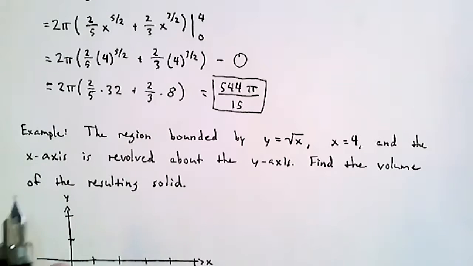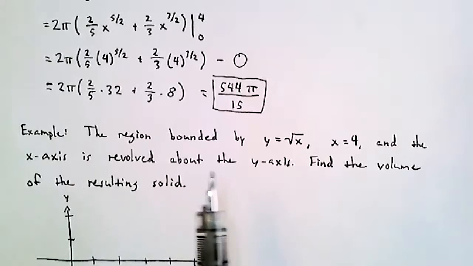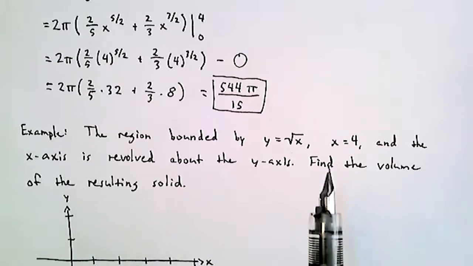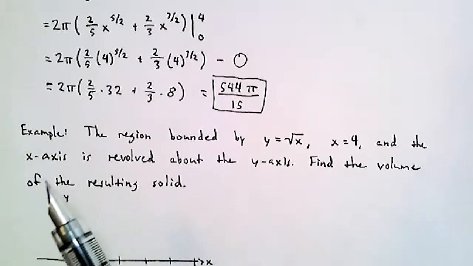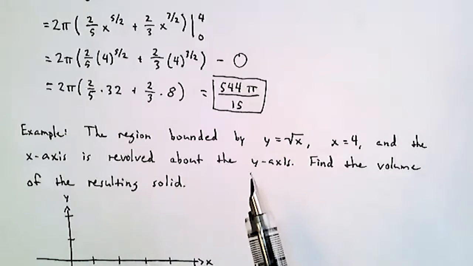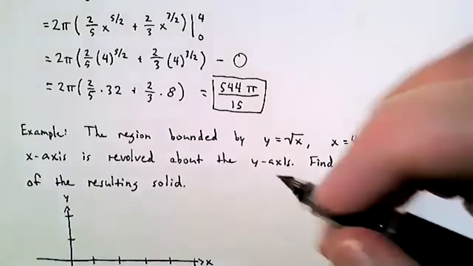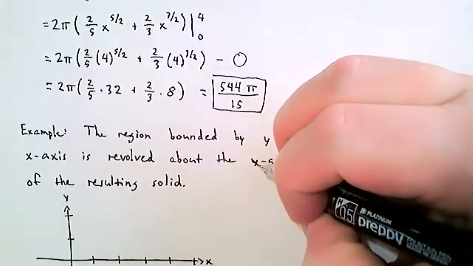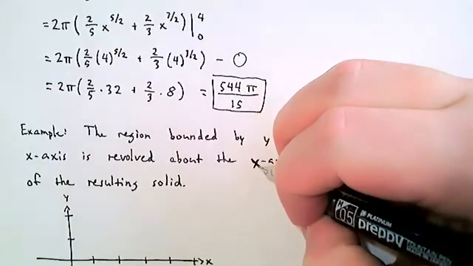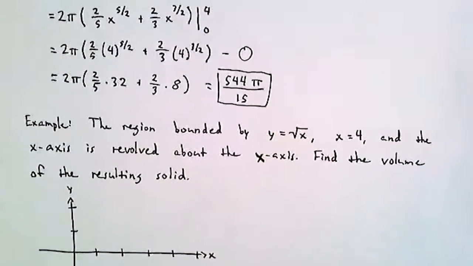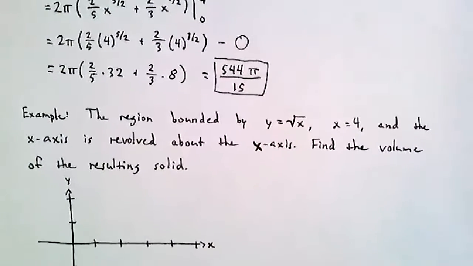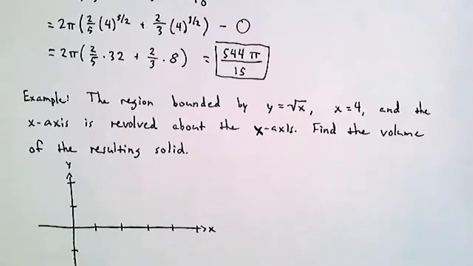We'll do one more example from this section, a different kind of revolution. We're going to look at the same region bounded by y equals the square root of x, x equals 4, and the x-axis, but now we're going to be revolving around the x-axis. This is a typo. And then I want to find the volume of the resulting solid.